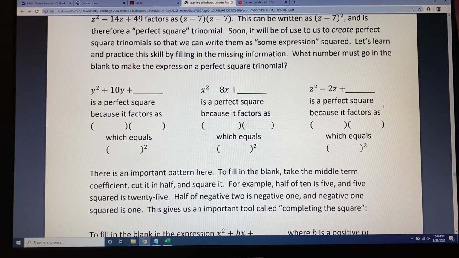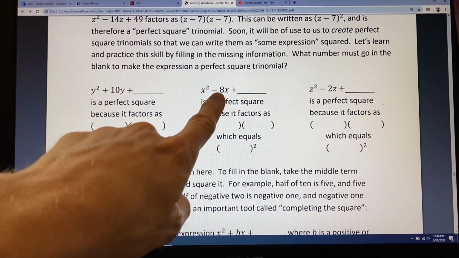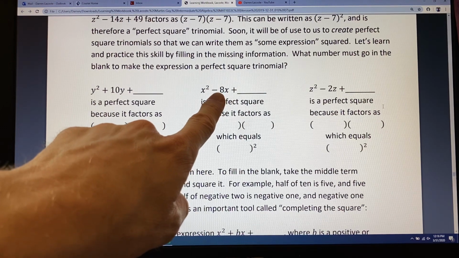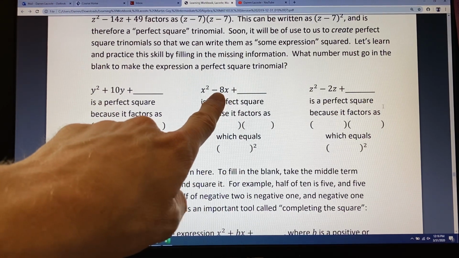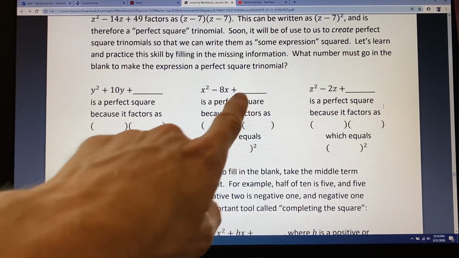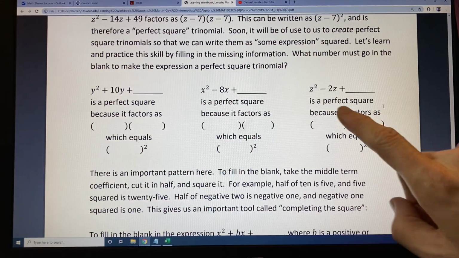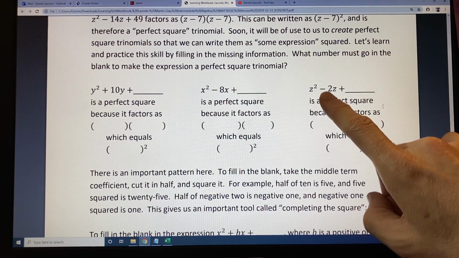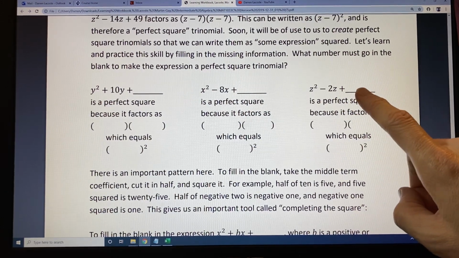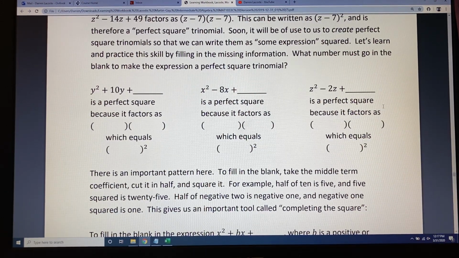Let's do the same thing for the other two as well. The middle term is negative 8. Cut it in half, you get negative 4, and square it, you get positive 16. It tells us what goes in the blank. Last one. Half of negative 2 is negative 1. Square it, you get positive 1. That tells us what goes in the blank.